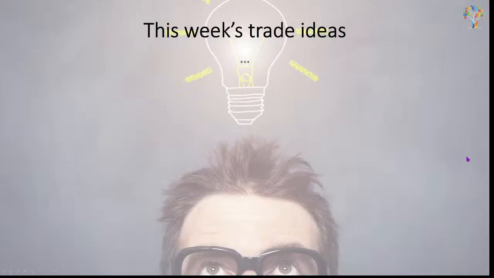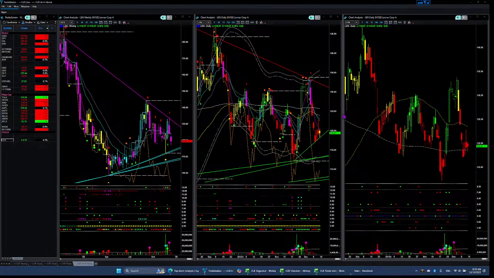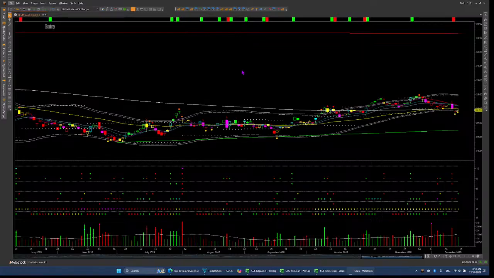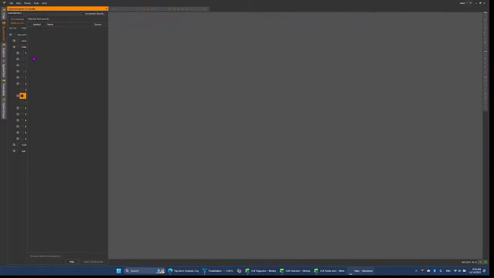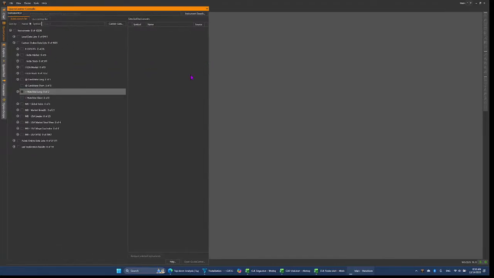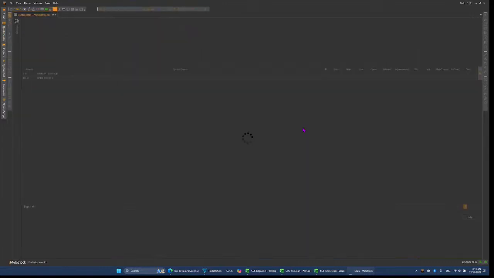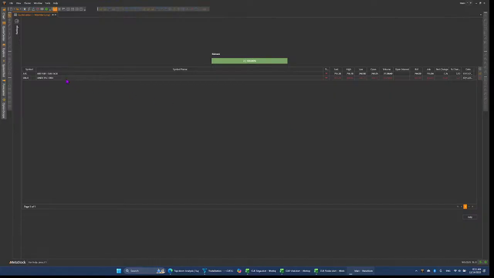This week's trade ideas. Let me explain some patterns again with live examples that I shared earlier. Some patterns that work very well. Let me show you a stock, AIG, and explain that pattern.